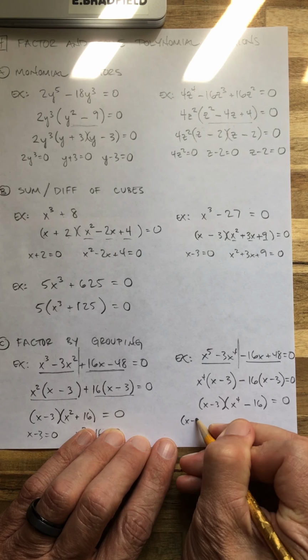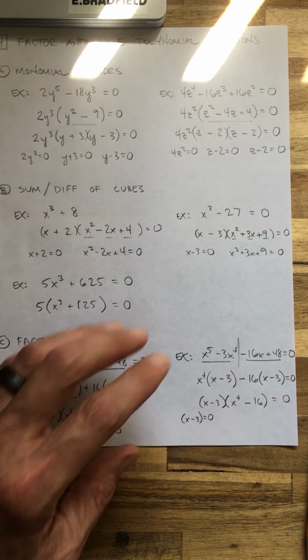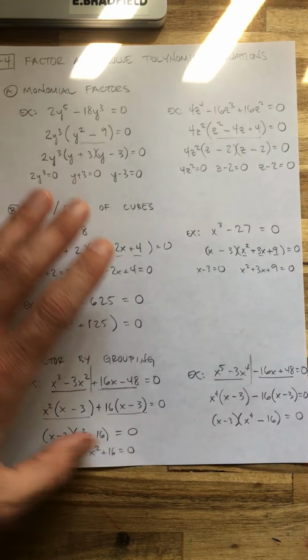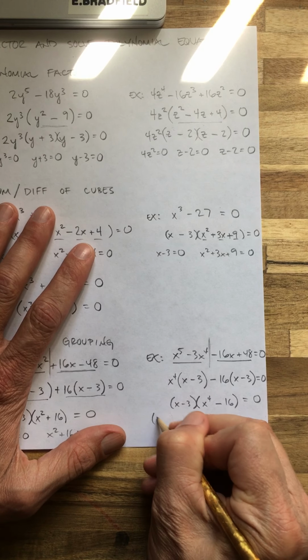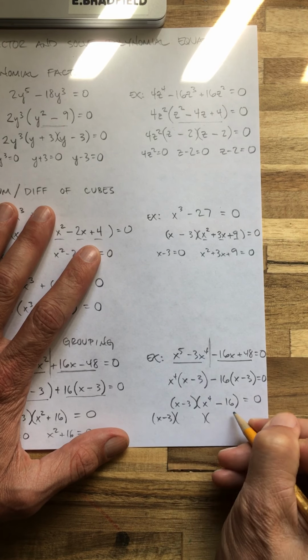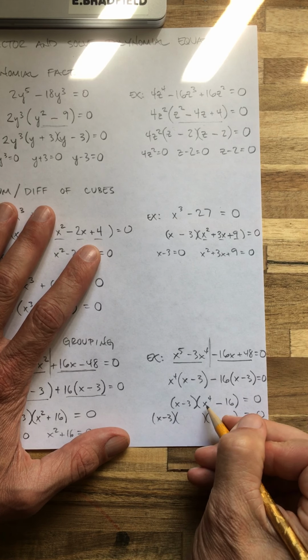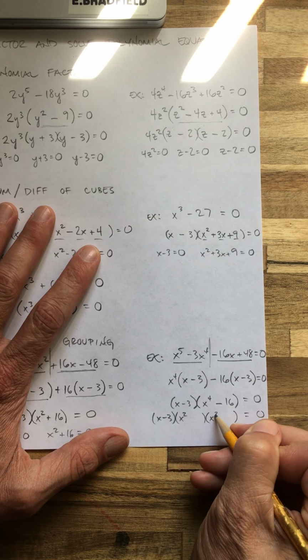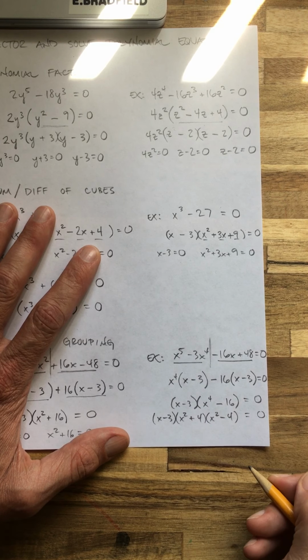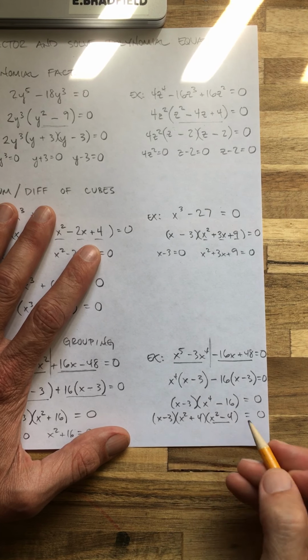We have x minus 3 equals 0. Actually, here, I'm not going to do that. I'll break this down. So we have x minus 3. Now this guy right here is a difference of squares. And watch this. This is x squared times x squared. This is 4 times 4 and plus and minus. And here's another difference of squares. So we're not done yet.